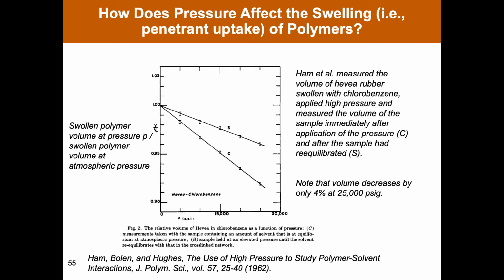And here's the equilibrium line. And what I want you to look at is how little the volume of that sample is changing over this extraordinary pressure range. Right? Look at these numbers. This is 0.95, 0.96, so 25,000 pounds per square inch. The amount of chlorobenzene that this rubber sample has taken up has gone down by 4%.